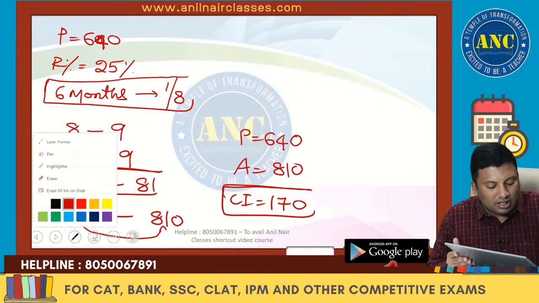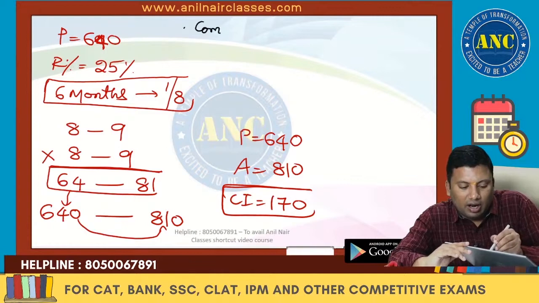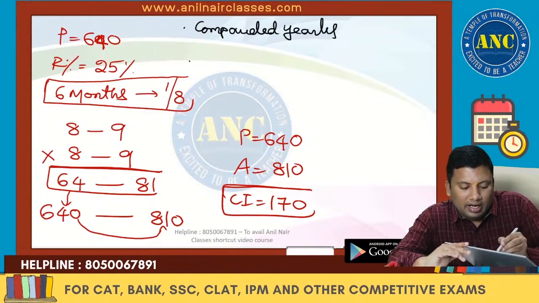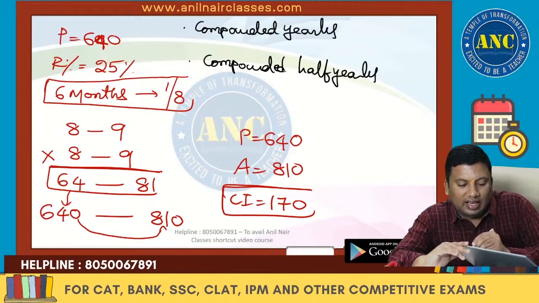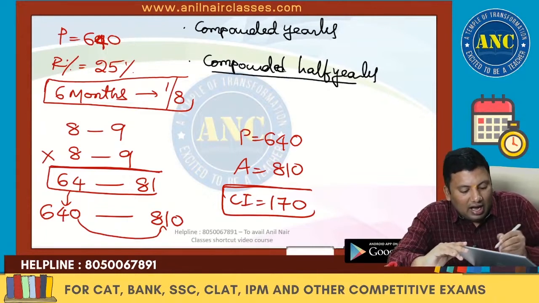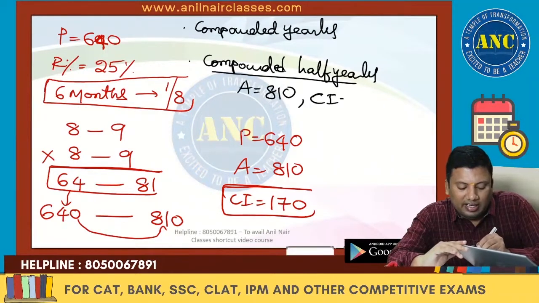Now if you observe a small observation, if it is compounded yearly and if it is compounded half yearly, what is that extra that you are getting? Let us see. If it is compounded half yearly, after the entire 1 year, amount is 810 and CI is 170.